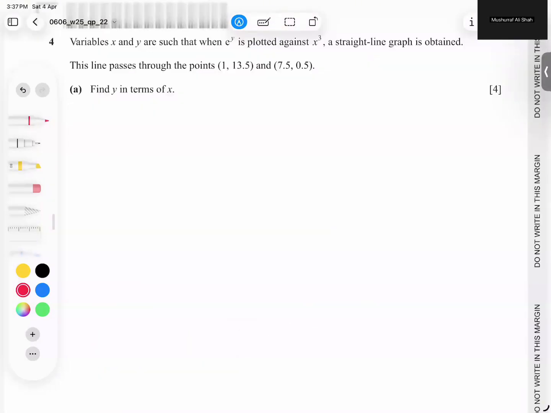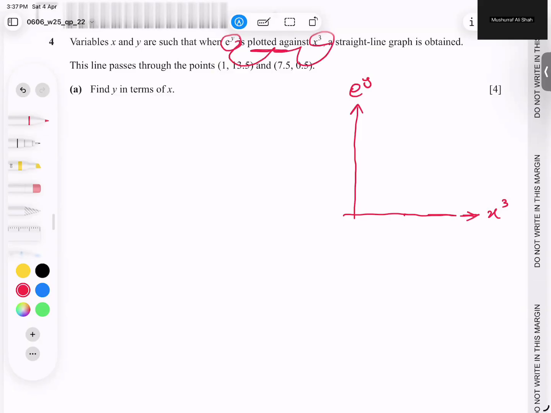Question number 4 we have. He said here, variables x and y are such that e to the power y is plotted against x cubed. This means whenever this condition happens, here I have x cubed and here I have e to the power y. Before plotted, the word is called the y coordinate; after, it is called the x coordinate. So x is the variable. Now he's saying these 2 points lie. So where is this? I can say 1 and this, somewhere here, the point (1, 13.5).